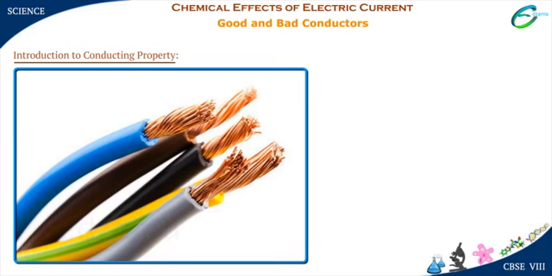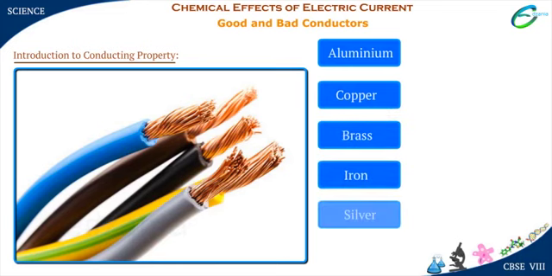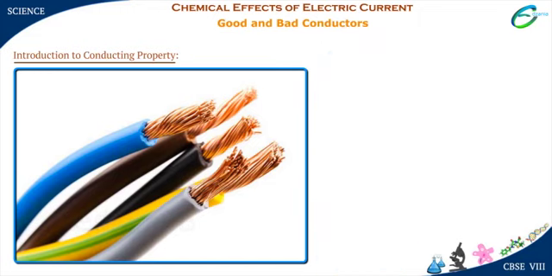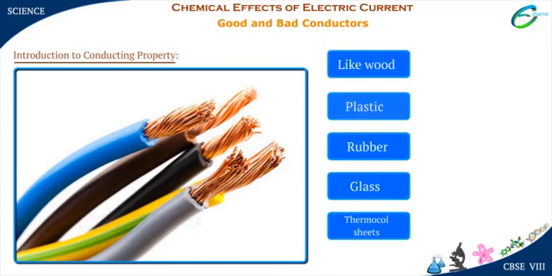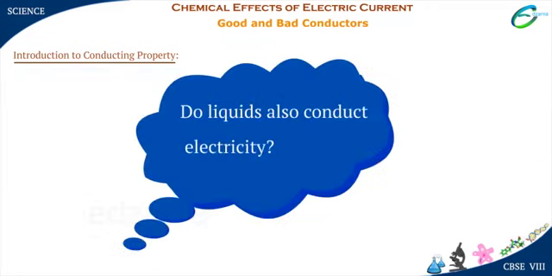Electric current can pass through some metals like aluminium, copper, brass, iron, silver, gold, etc. These are known as conductors. Electric current cannot pass through some other materials like wood, plastic, rubber, glass, thermocol sheets, etc. These are known as insulators. Most of the examples here are solid materials.